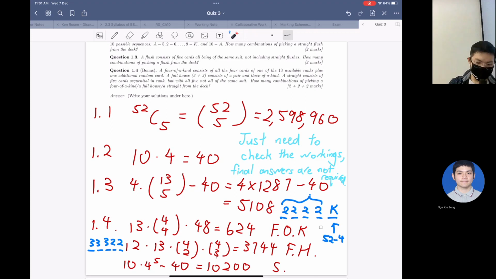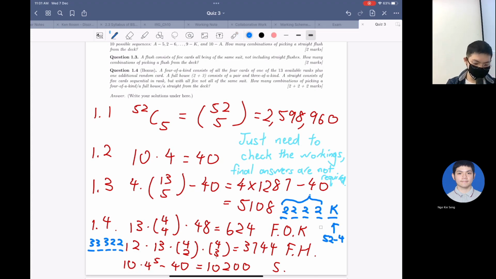And then a straight. A straight is a 5-card sequence in rank, but not all 5 with the same suit. So there's an exclusion principle coming again. It's 10 sequences, but you can have different suits. So inside each sequence, for every number, you have 4 possibilities.